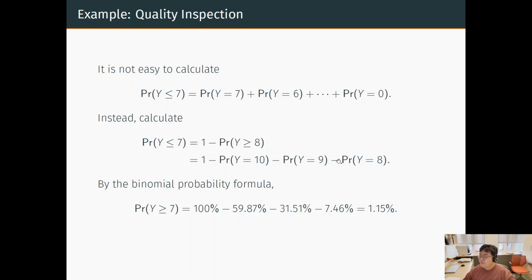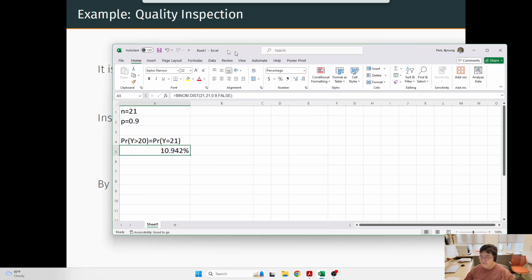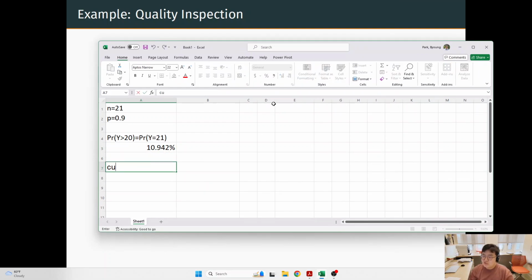Oh, typo, I'm sorry about that. It should be the other side. Anyhow, the probability of rejection is only 1.5%. Pretty small, right? And what I wanted to show you before I finish this is the cumulative probability for the binomial distribution. So I just showed you the probability Y is smaller than or equal to 7.